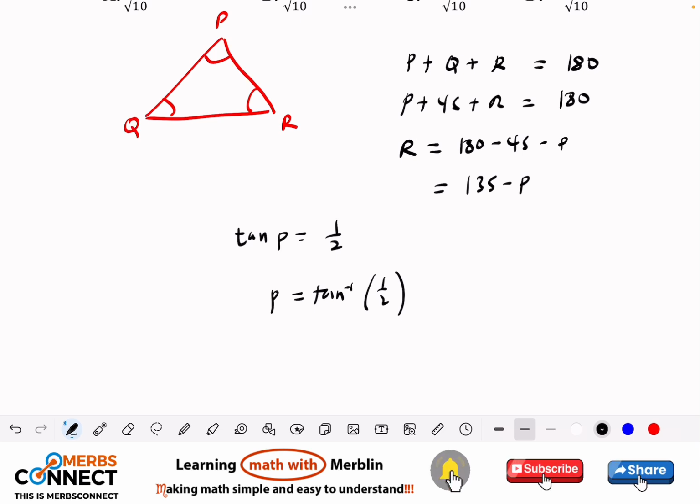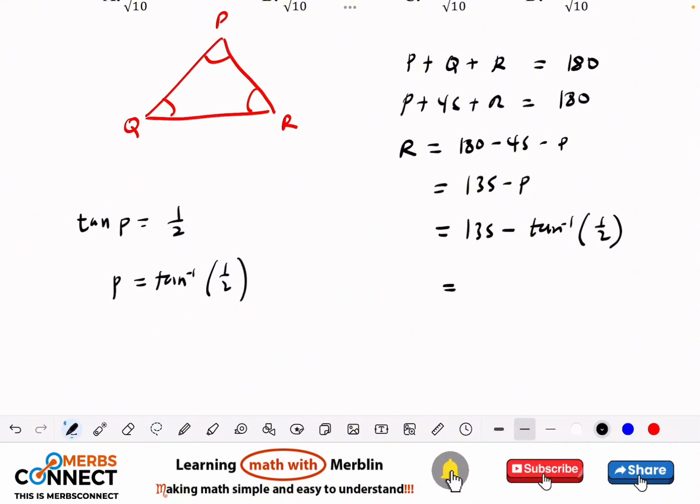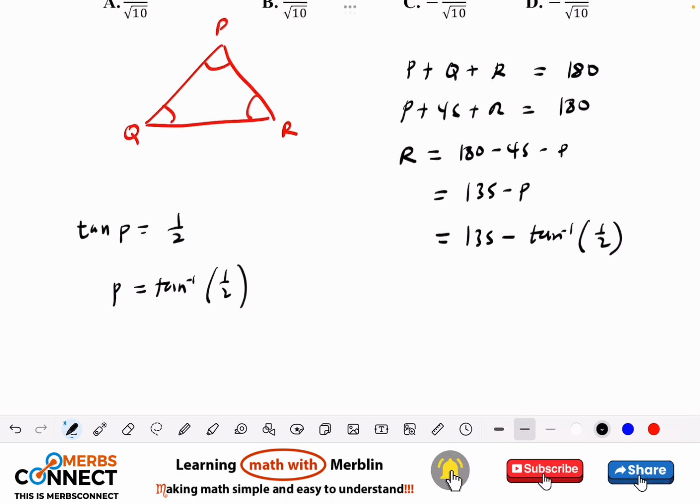So what I'm going to do is punch this on the calculator, right? But when I'm doing that, I'm not going to approximate it. Don't approximate it. Write all the solutions that you are going to get. Or even if you don't want to make a mistake, you can plug it in here. 135 minus your P is now this. So I'm going to have something like tan inverse of 1 over 2, right? And then this is going to be equal to, yeah, so that's all. I don't want to plug it in.